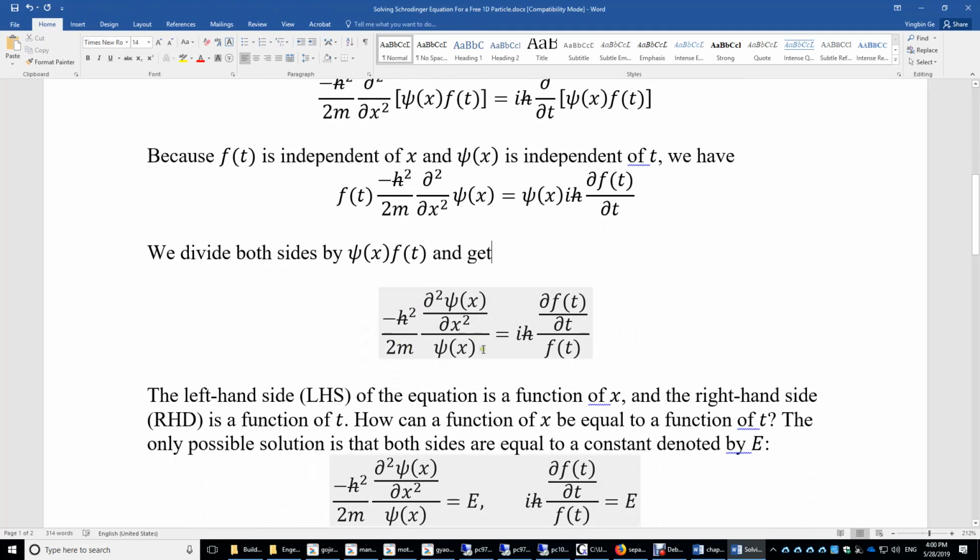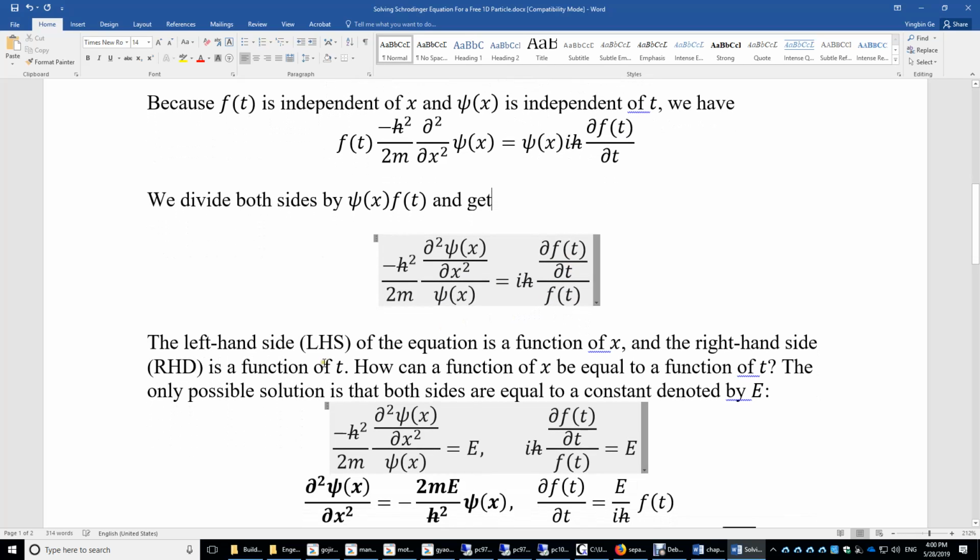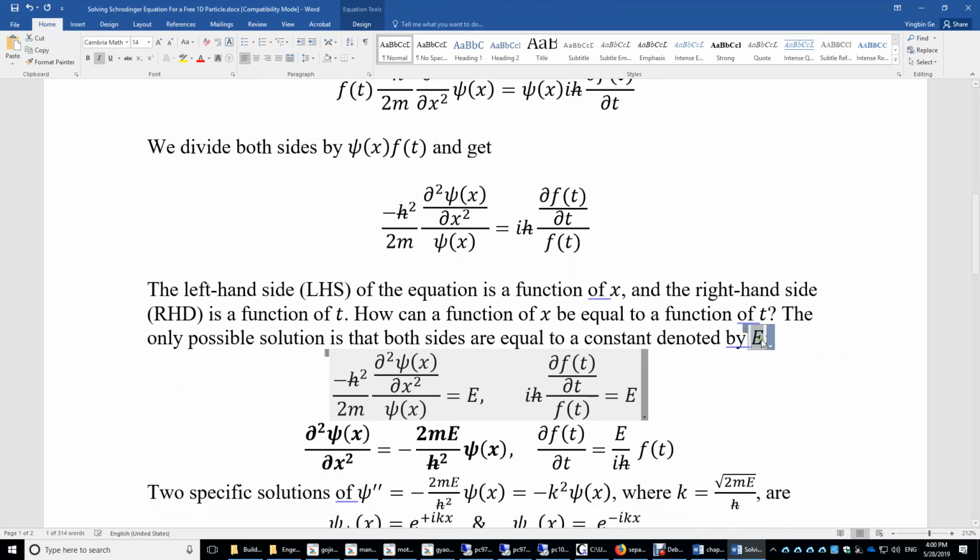And in the left-hand side of the equation, we see only one variable x. On the right-hand side of the equation, we also see only one variable t. How can a function of x be equal to a function of t? There's only one possible explanation. That is, both sides are equal to a constant. And this constant is denoted by E. And later you will see E is the total energy of the particle.